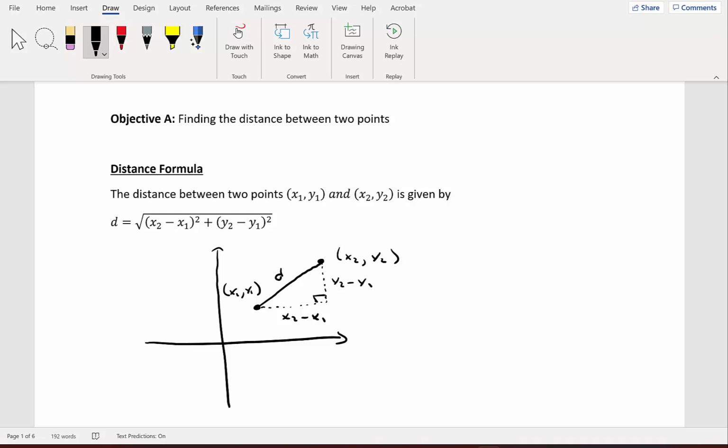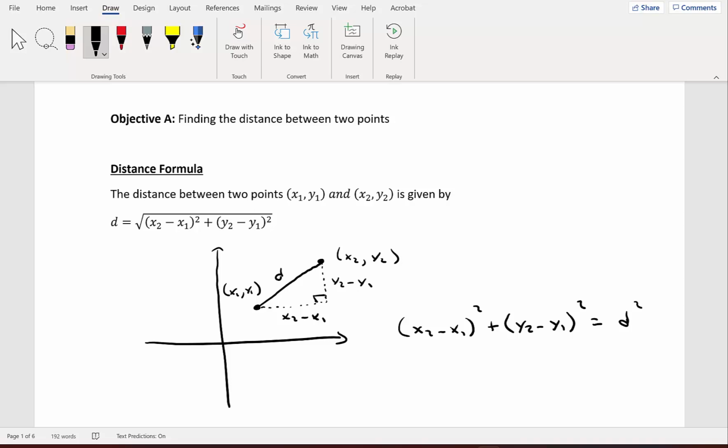And recall, whenever we have a right triangle, we have the Pythagorean theorem. Okay? The Pythagorean theorem holds for any right triangle. And the Pythagorean theorem states one leg squared plus the other leg squared is equal to the hypotenuse squared. Okay? So I would have my bottom leg, which is x sub 2 minus x sub 1 squared, plus then my other leg, which is y sub 2 minus y sub 1 squared, is equal to d squared, the hypotenuse squared.